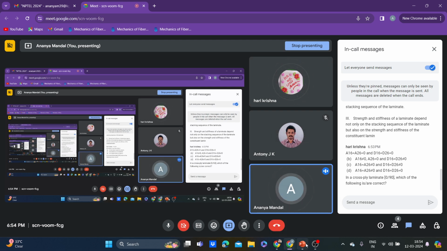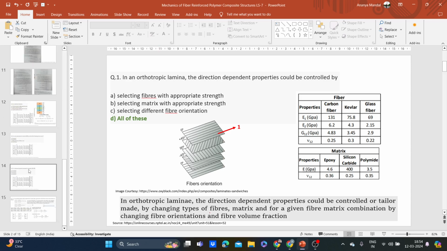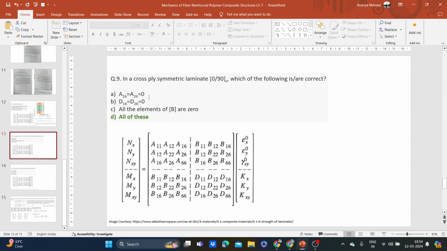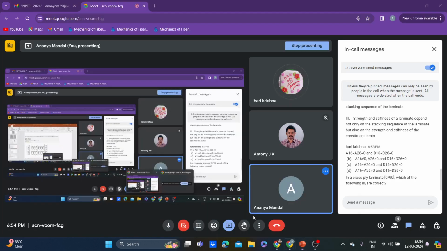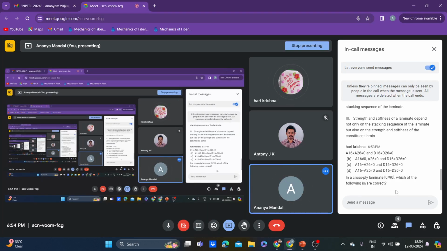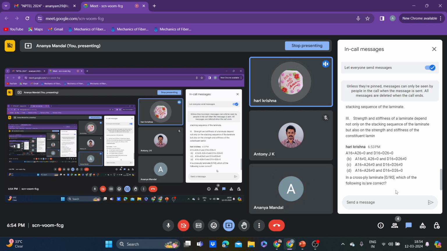Sir, it is a cross ply, so I'll explain that. For cross ply, A16, A26 will be 0, D16, D26 will be 0, and the D matrix will also be 0. Sorry, it is not symmetric, so A16, A26, and D16, D26 will be 0 because it is a cross ply laminate, ma'am. I am talking about a cross ply laminate. Option A is correct.